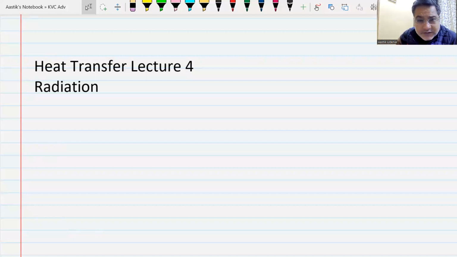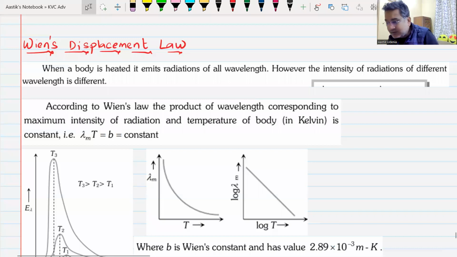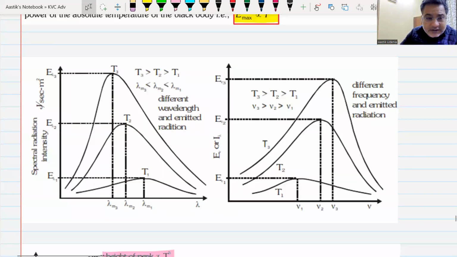In this lecture, we are going to finish heat and thermodynamics once and for all. We are dealing with radiation, and in the last class, the last thing that we saw was Wien's displacement law. We saw that as you increase the temperature of a body, the wavelength at which it emits maximum energy decreases. Lambda maximum into T is a constant. That is your Wien's displacement law. We had seen a couple of examples. Let us move ahead.